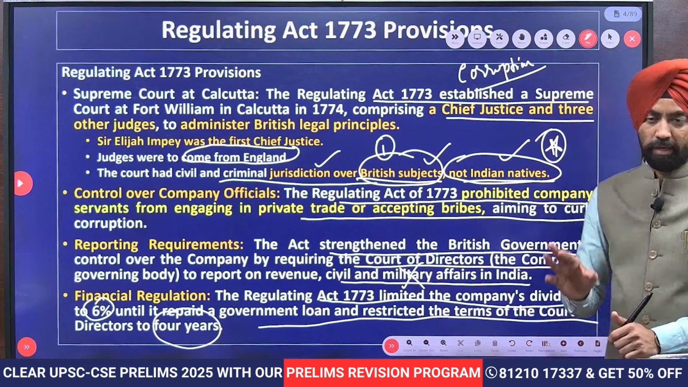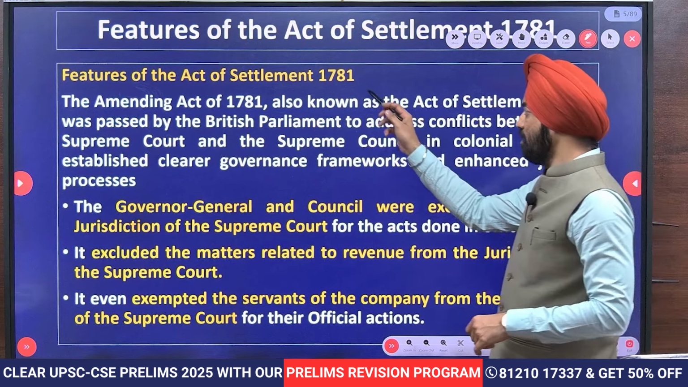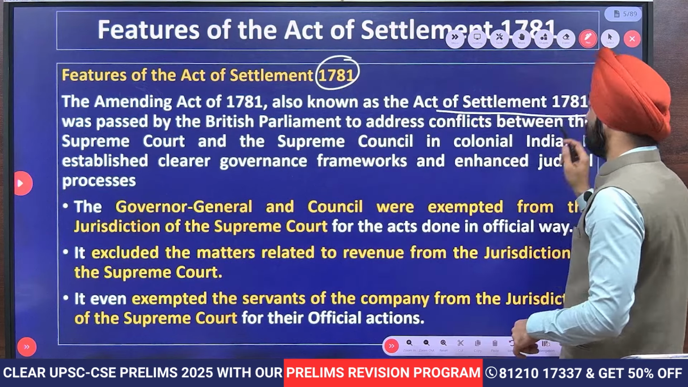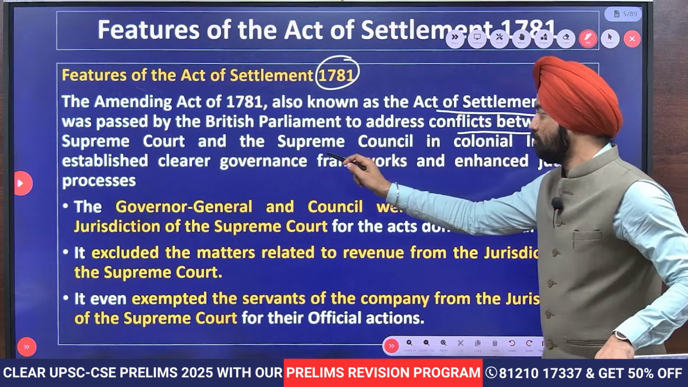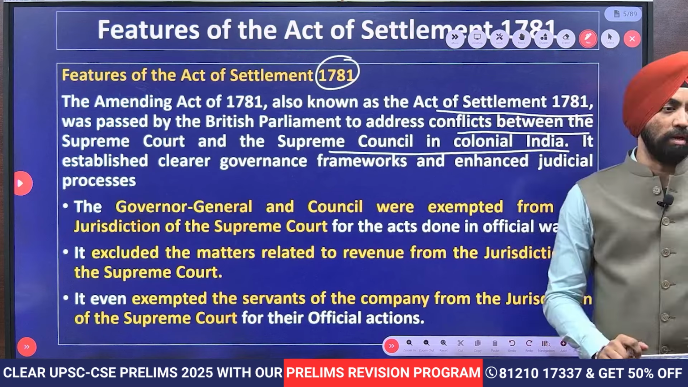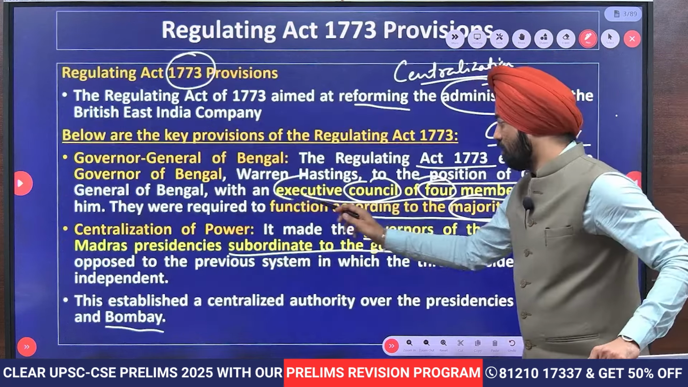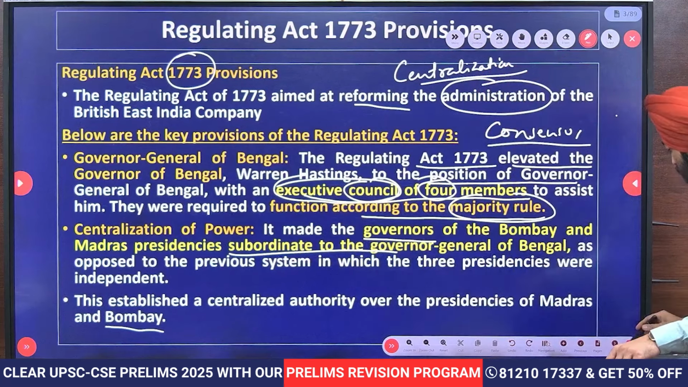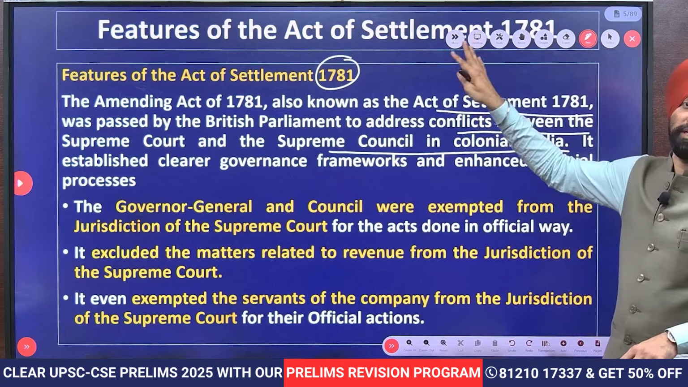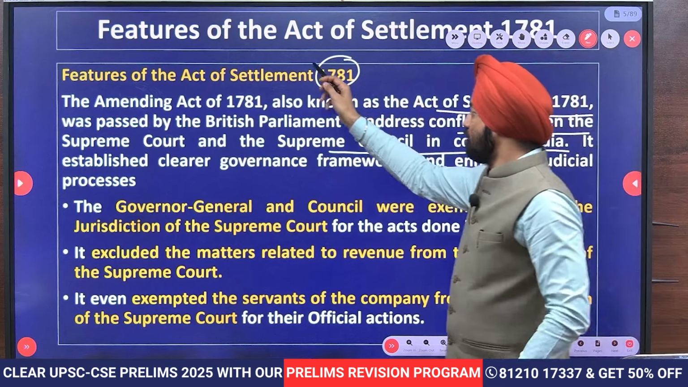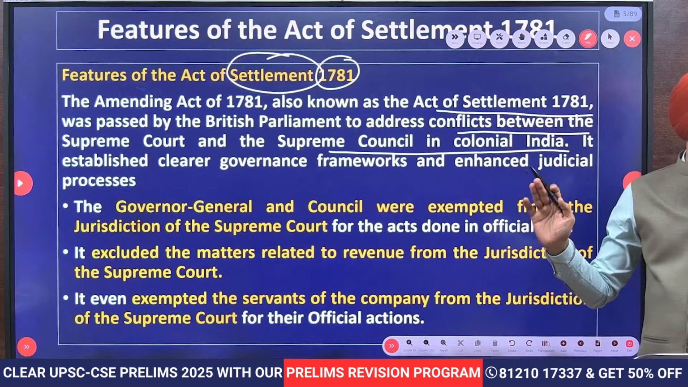That's the idea. Okay? After this, we had a small act, the Act of Settlement of 1781, which was passed to address the conflicts between the Supreme Court and the Supreme Council in colonial India. So there was a conflict between the Supreme Court and the Supreme Council. To address that conflict, the Act of Settlement of 1781 was passed. This was the purpose of this particular act.